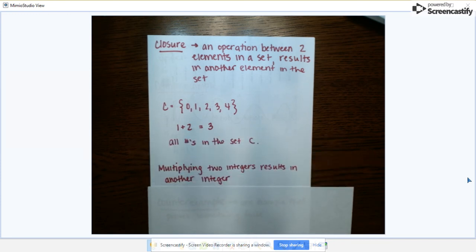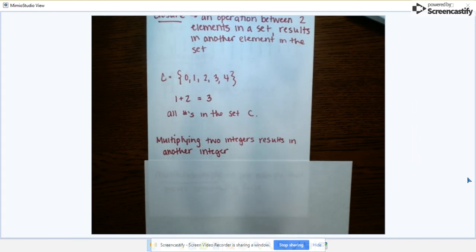Okay. Another more generic one would be multiplying two integers results in another integer. So multiplication with the integers is also closed, because no matter what two integers you multiply together, you'll always get another integer.